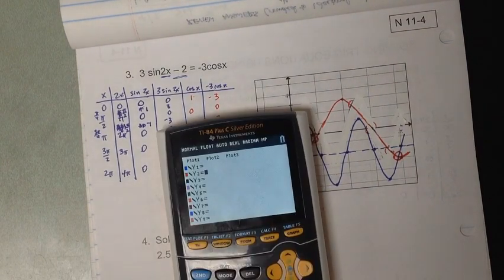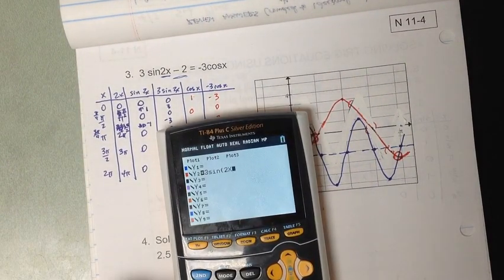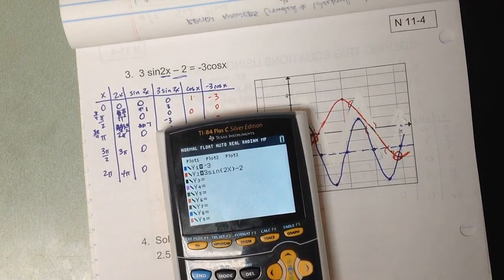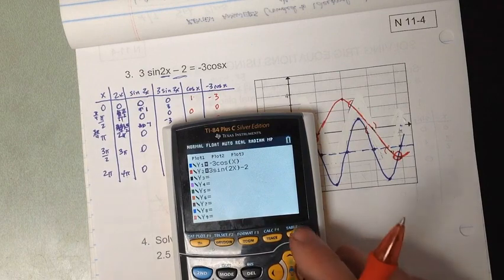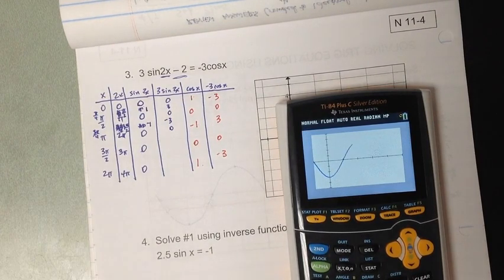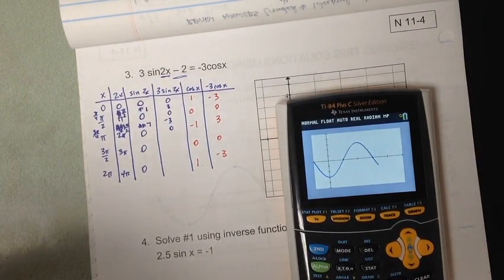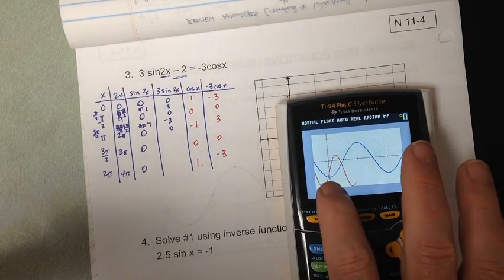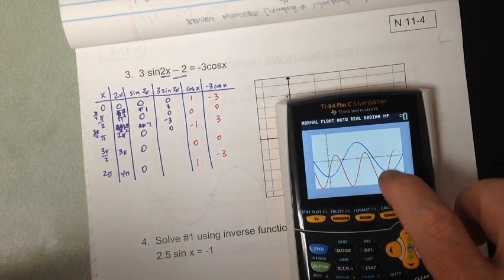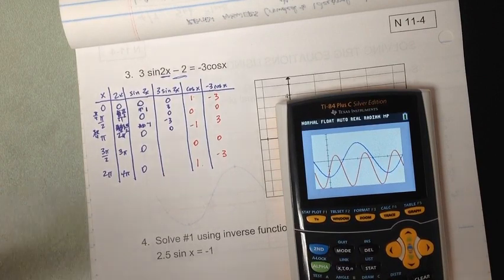So, 3 sine 2x, close my parentheses, -2. Oops, I put that on the wrong line, but that's okay. -3 cosine x. All right, so my curves will be reversed here. So this is my -3 cosine x. And this is my 3 sine 2x minus 2. So this intersection point is to the left of the x-axis. I don't have to worry about that. I do have an intersection point there, and then I've got another one down here. Okay, and that looks like it.